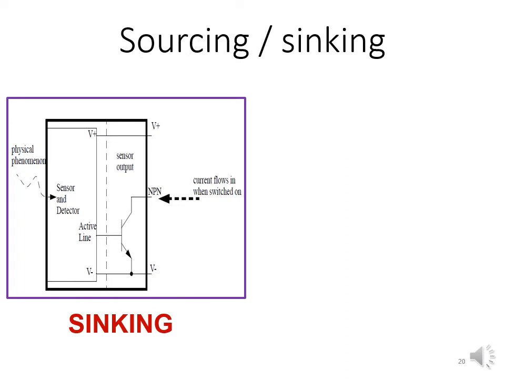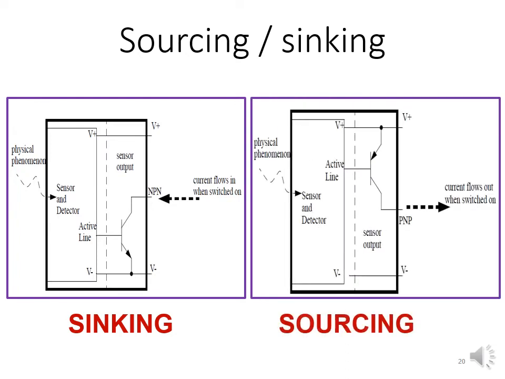For sinking connection, the transistor at the output is an NPN transistor. This transistor, when turned on, will sink current from the receiving circuit, for example, from a PLC input card. The sourcing connection is a PNP transistor at the output of the sensor. The PNP transistor, when turned on, will source current to the receiving circuit. Like we said, if we're using a PLC input card, we'll source current into the PLC input card.